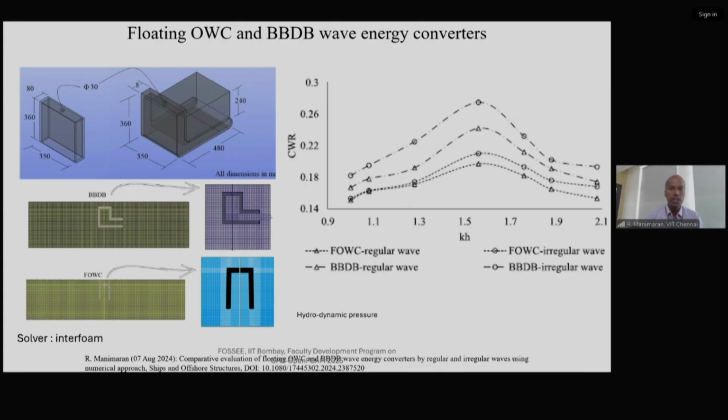Next we have another wave energy converter called BBDB. BBDB stands for backward bent duct buoy. Again, it's a floating body. We could see the capture width ratio, comparing the placement of the floating oscillating water column and the backward bent duct buoy in both regular and irregular wave environments. This is available in OpenFOAM in the interFoam solver.